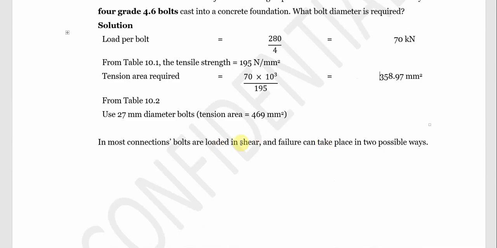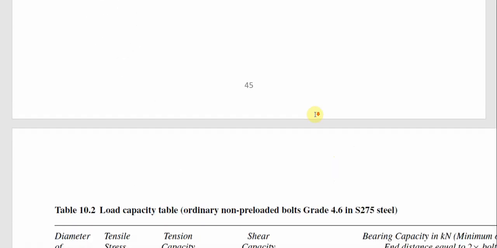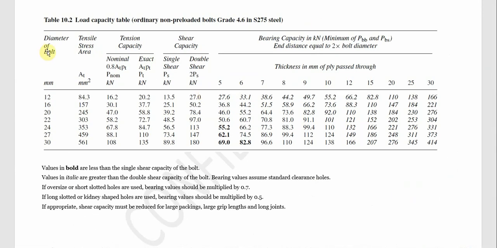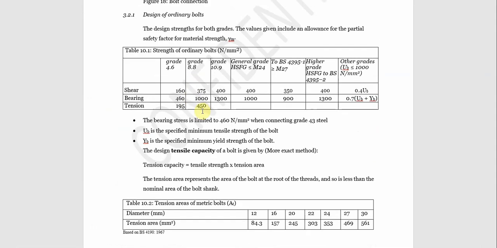So in most conditions, bolts are loaded in shear, and failure can take place in two possible ways. Failure can take place either by shear or by bearing. We have a table here, table 10.2, which is showing us different bolt diameters, their tensile area, the tension capacity, the shear capacity and the bearing capacity. So this is like an all-in-one steel table, as we could see the other time; it's a combination of these two.